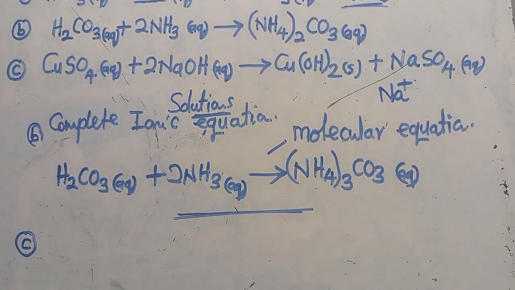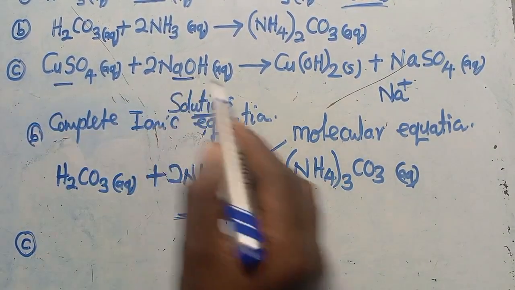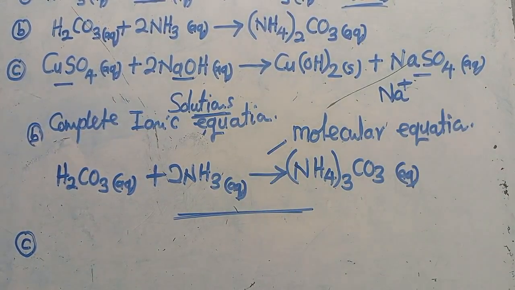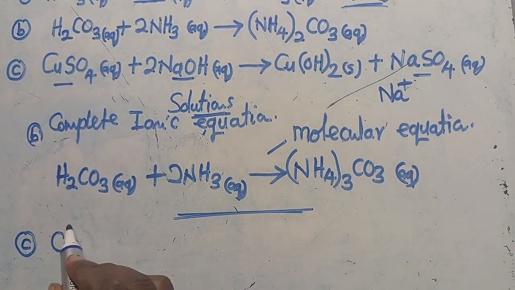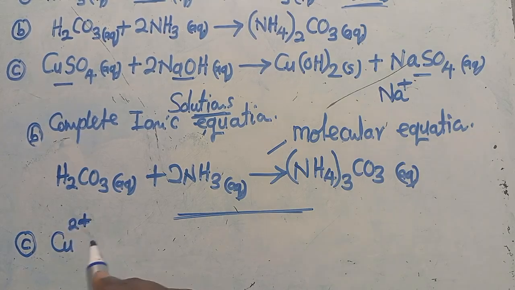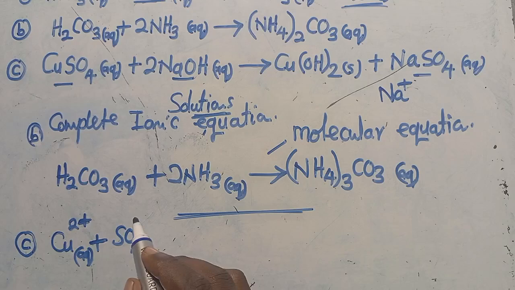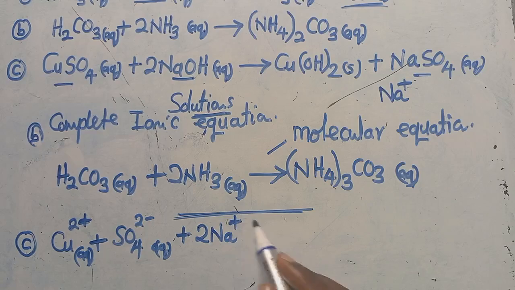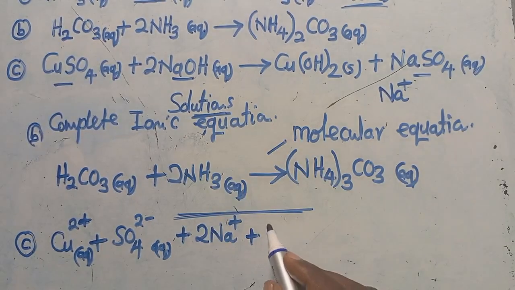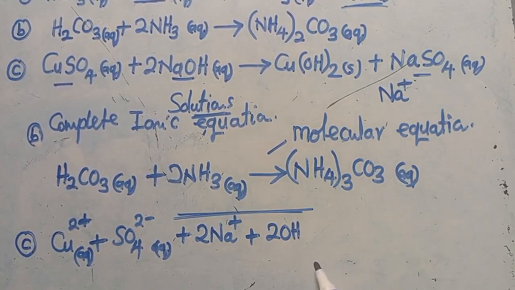So what am I going to do? That is copper sulfate. So it is copper 2 because sulfate has a valence of 2. So it is copper 2 plus, plus sulfate, which is 2 minus, aqueous, plus 2 sodium plus, and 2 is also applying to the hydroxide, which is negative, aqueous.